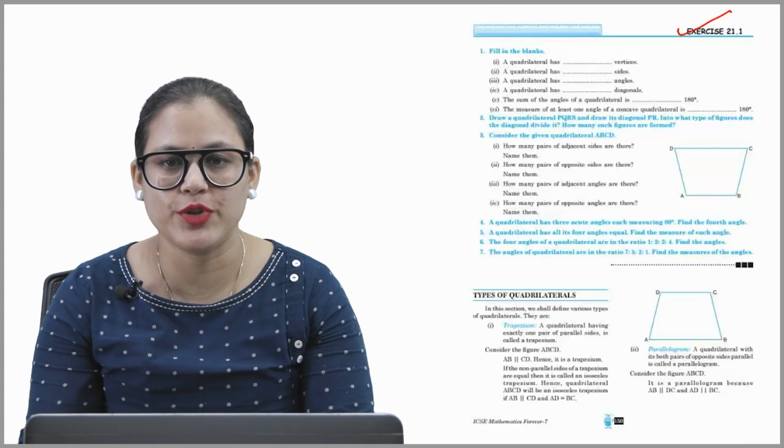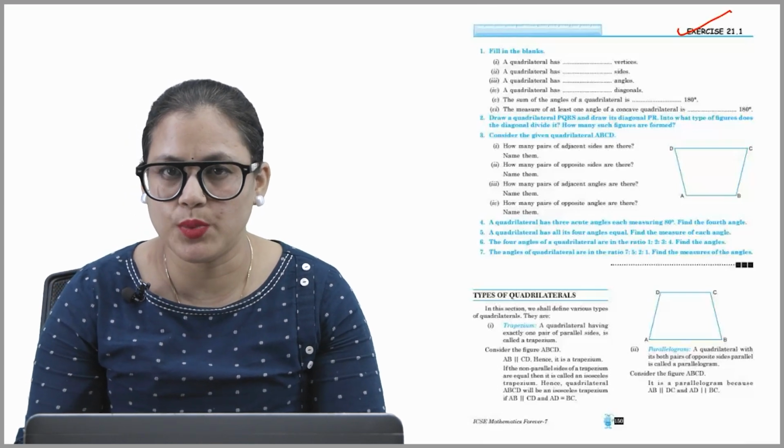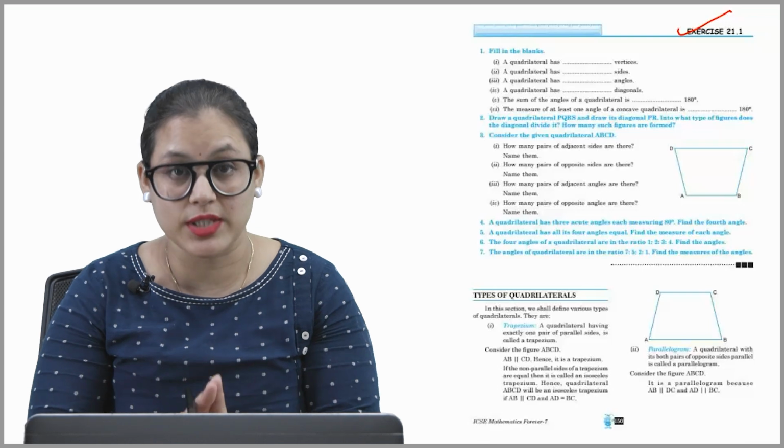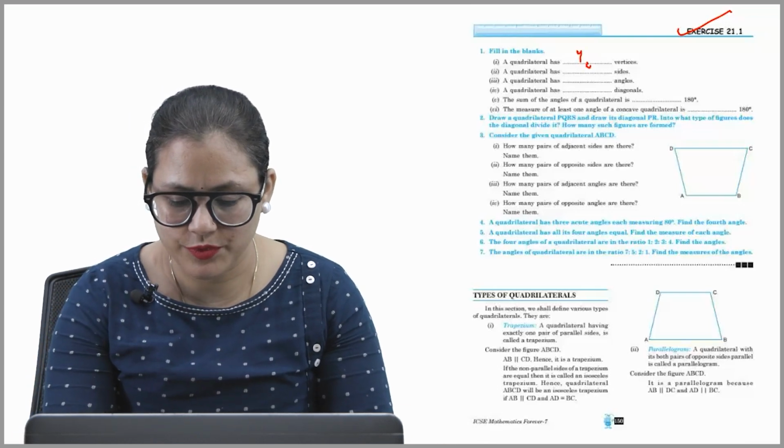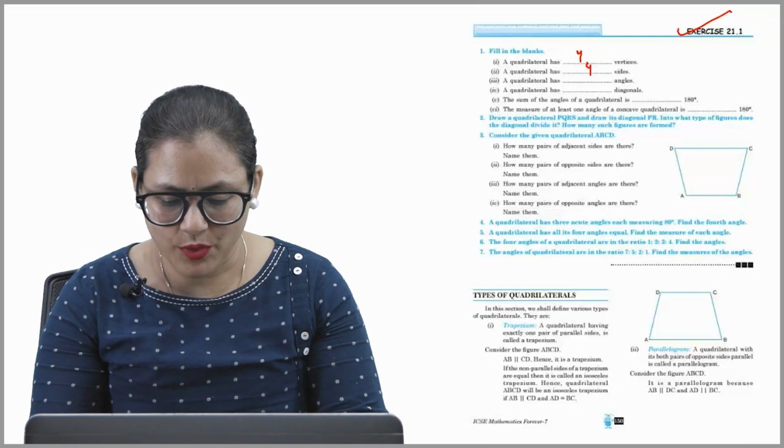Exercise 21.1. A quadrilateral has dash vertices. A quadrilateral has 4 sides, that means it has 4 vertices. A quadrilateral has dash sides, 4 sides. Okay. Now, types of quadrilaterals.